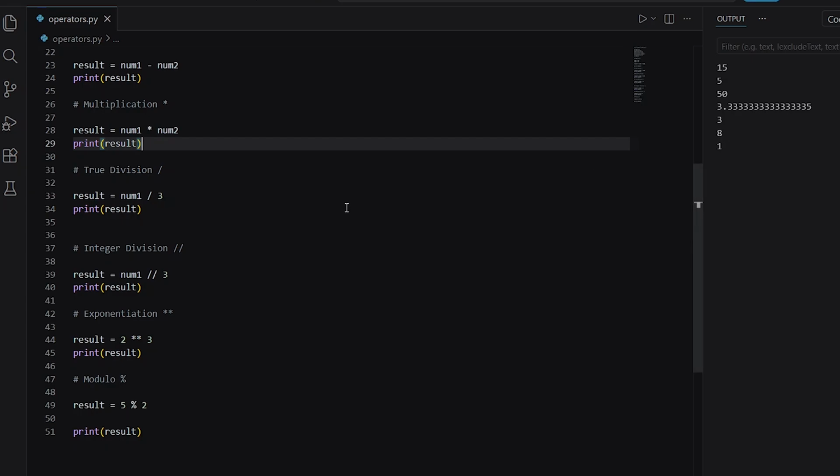1 is the modulo. So if I change this to 3, 5 divided by 3 is going to give us 1 remainder 2. That 2 is the modulo. And so if we run it this time around, we're going to see 2. So this is the modulo operator.